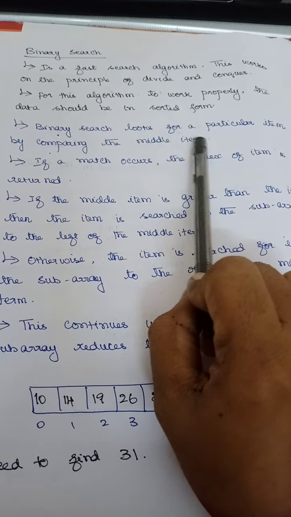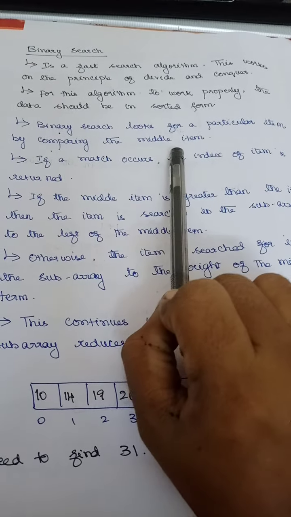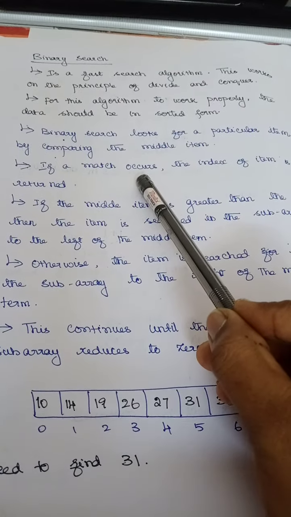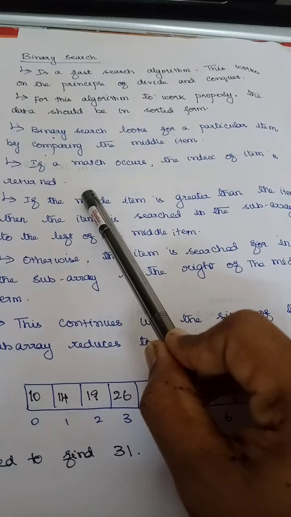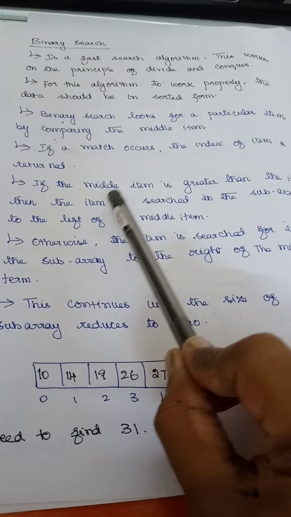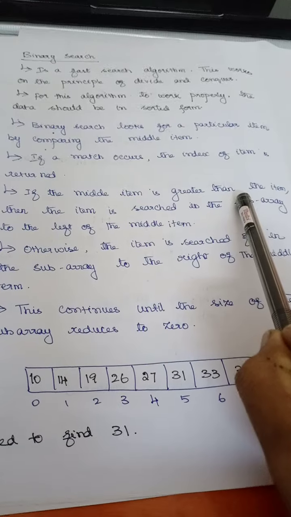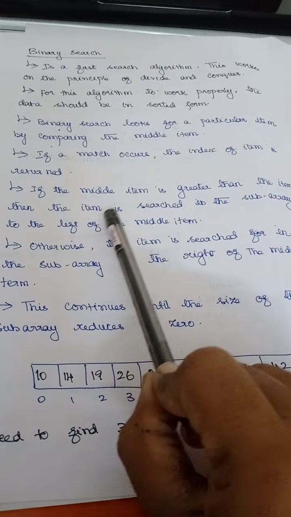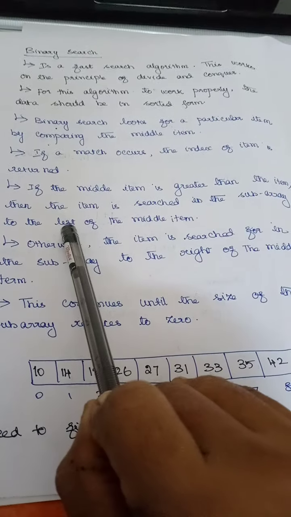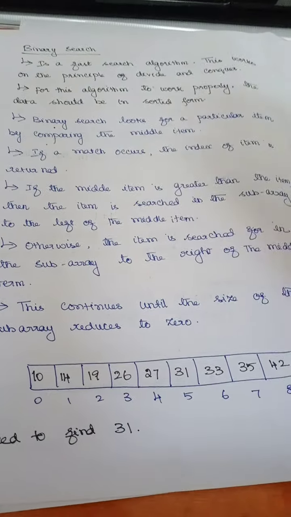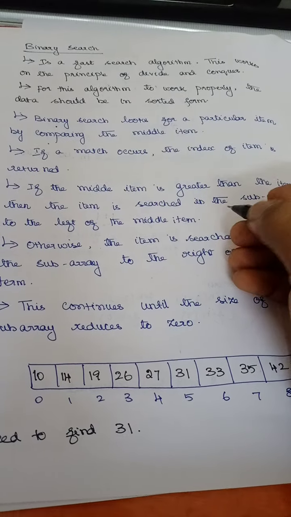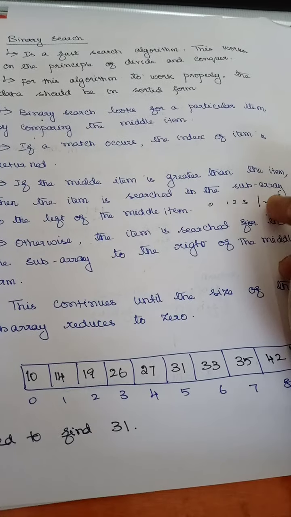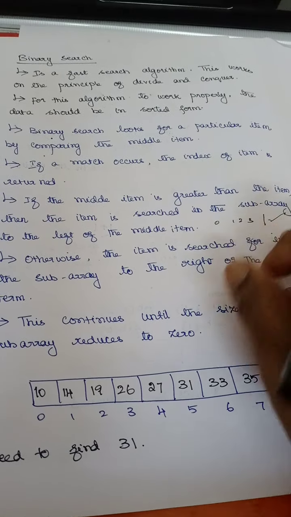Binary search looks for a particular item by comparing the middle item. Whatever I've said is what has been written here. If the match occurs, it will return the index of the middle element. Suppose the middle item is greater than the item you are searching for, then the item is searched in the subarray to the left of the middle term. The array starts from here, 0, 1, 2, 3.